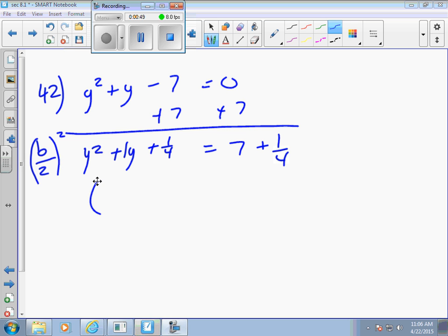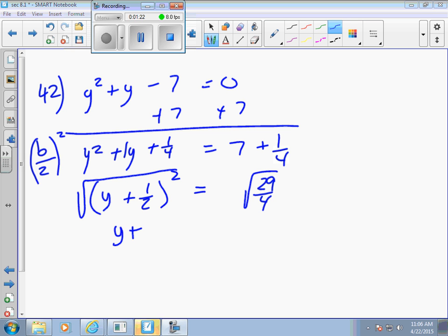So now I'm going to write this side as a binomial squared. To go from a perfect squared trinomial to a binomial squared, we have to take the square root of the first term, square root of the last term, sign in front of the middle term. And on this side, I get 7 1/4. I want to write it as an improper fraction because all these are improper fractions. So I get 29/4. Then we need to square root both sides to solve it.